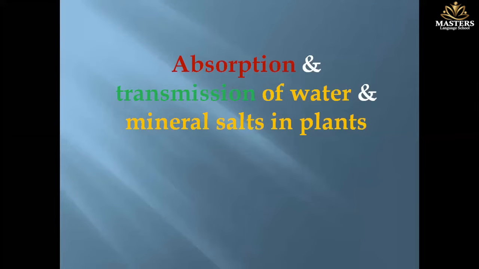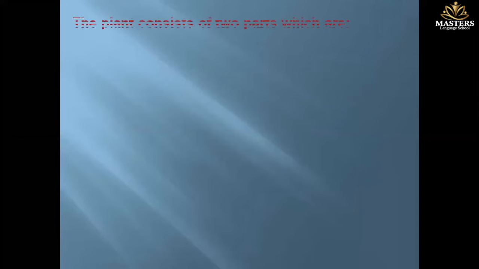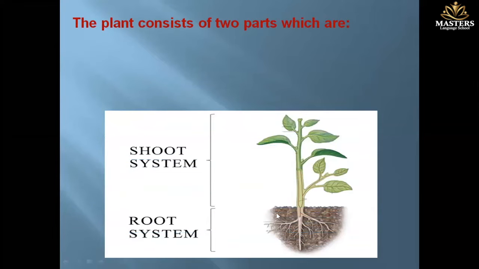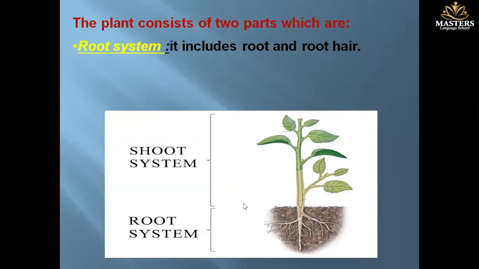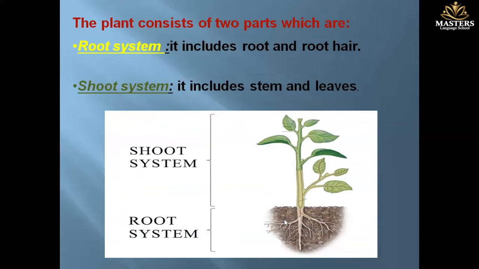Hello, my dear students. Today our lesson is about absorption and transmission of water and mineral salts in plants. The plant consists of two main parts, which are the root system and the shoot system. The root system includes the root and root hairs, and the shoot system includes the stem and leaves.